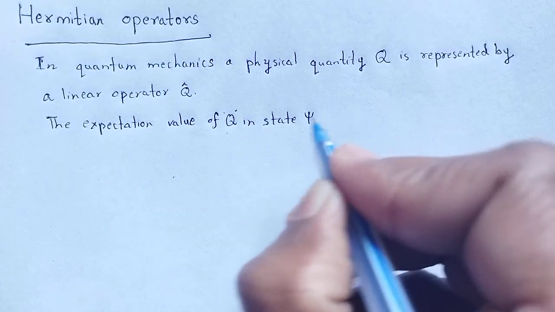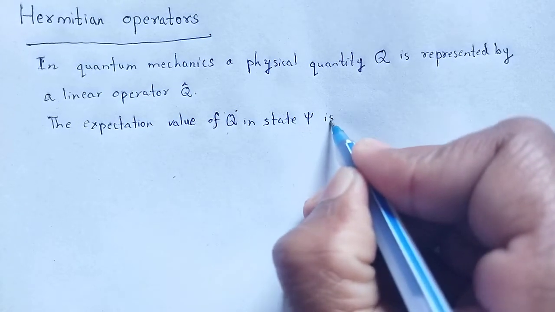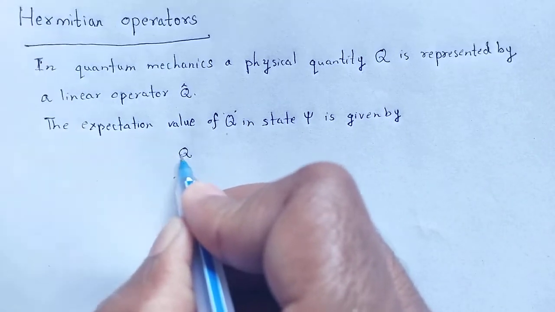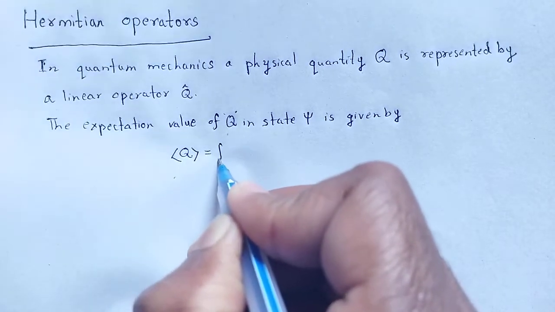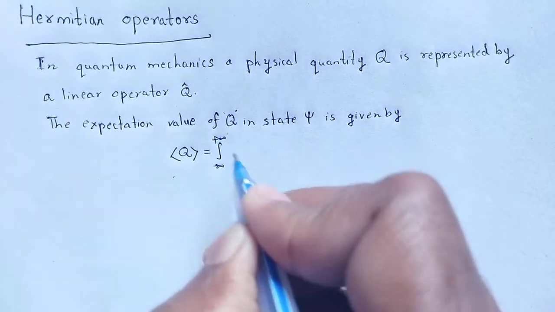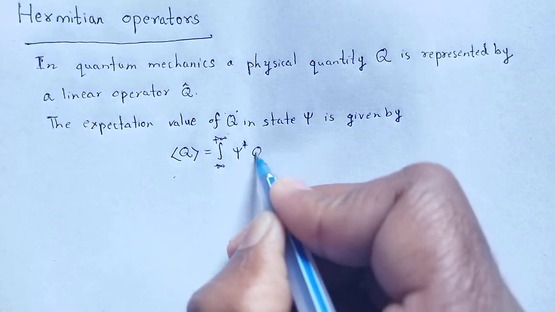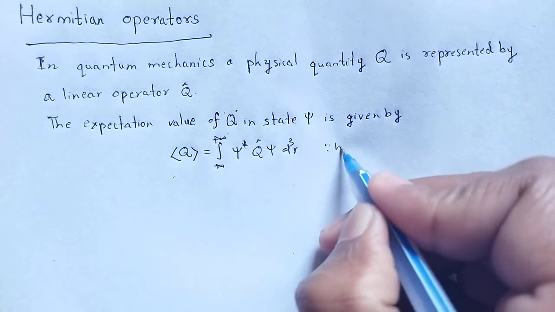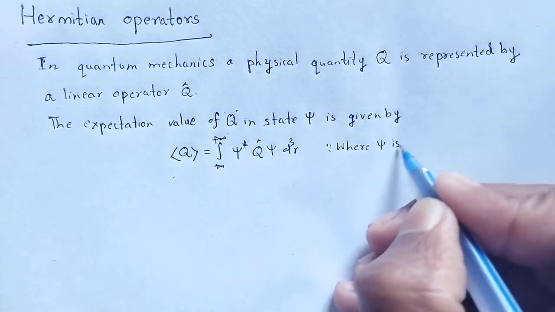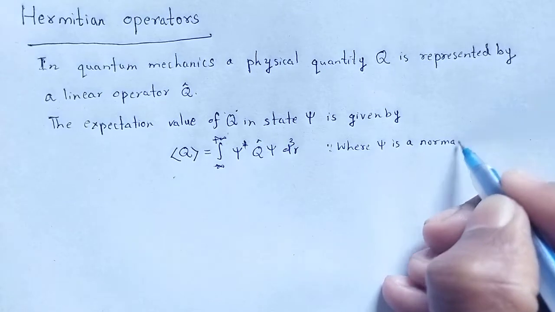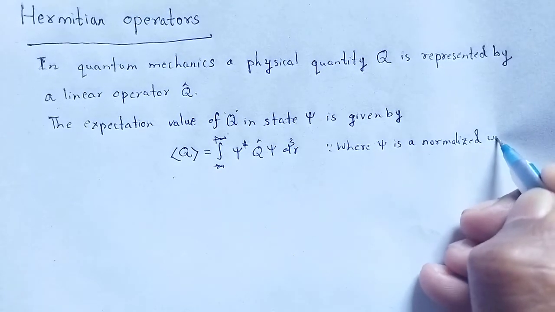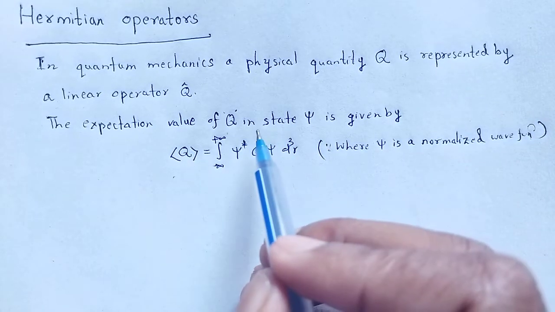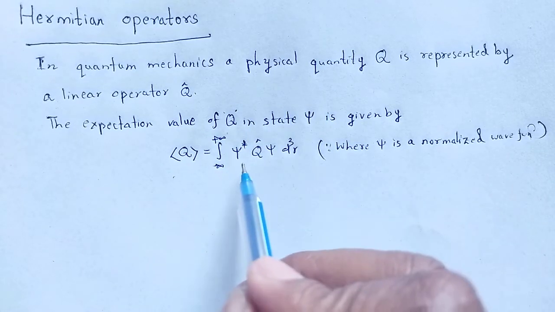psi is the wave function. In that case, let psi be normalized, then the expectation value is given by the integration from minus infinity to plus infinity of psi star Q cap psi dqr, where psi is a normalized wave function. Then the expectation value of that physical observable is written like this.